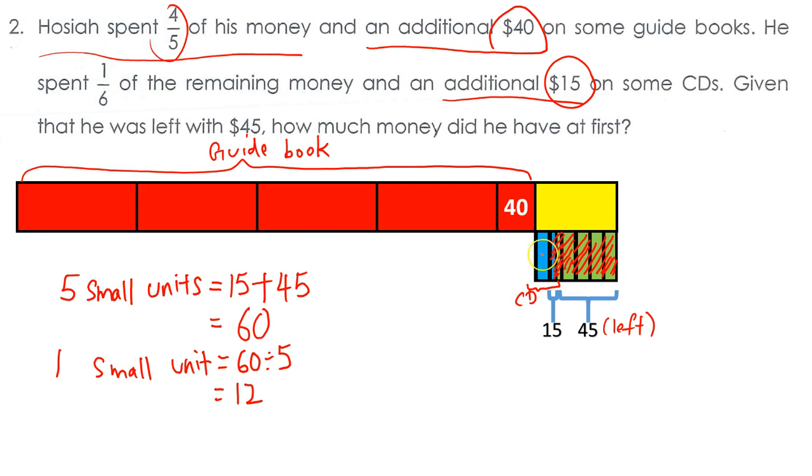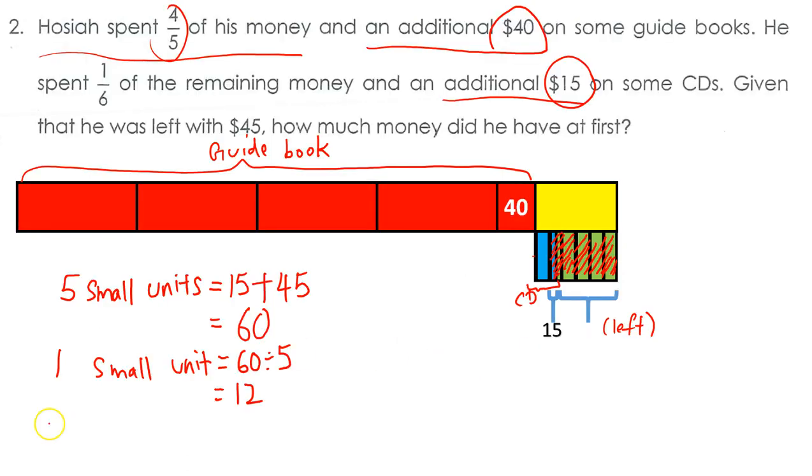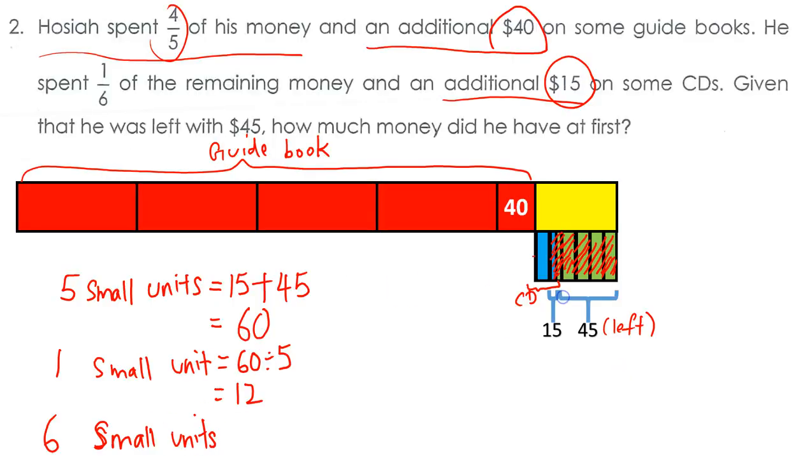How many small units are there actually? 1, 2, 3, 4, 5, 6. There were a total of 6 small units, isn't it? So 6 small units. Okay, it's some issue with the computer. 6 small units is 12 times 6, which is going to give me 72. Now this 72 refers to the 6 small units, which is also the yellow box here.